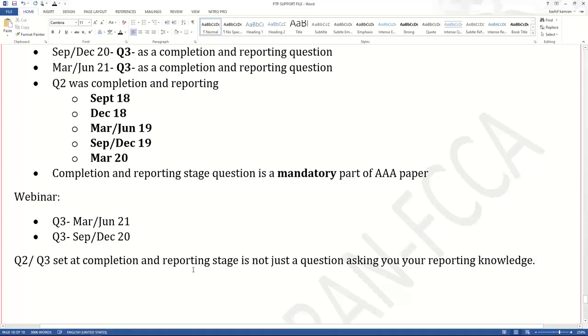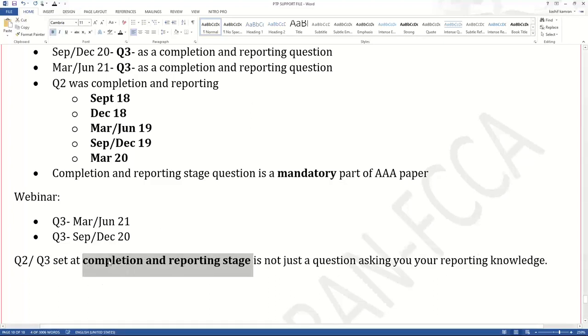It is not just a reporting question. It is a completion and a reporting stage question. So in the 25 marks, there will be certain marks from completion and there will be certain marks from reporting. So it is not just a question which is asking your reporting knowledge. So be very careful, right?